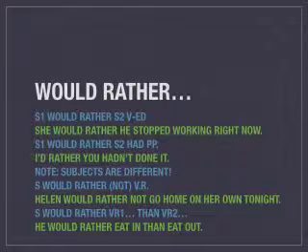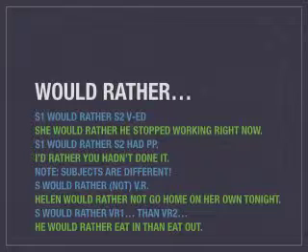So for example, we can say she would rather he stopped working right now, where she is the first subject, he is the second subject, and the verb in the past tense is stopped, and it follows some phrases after the stop.